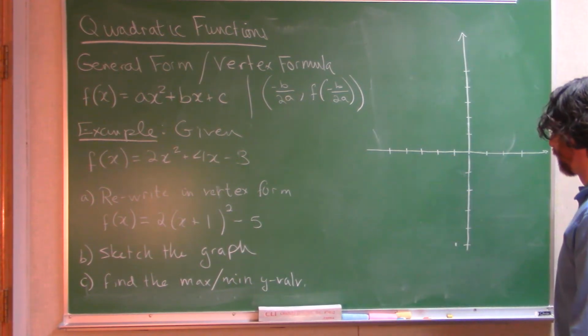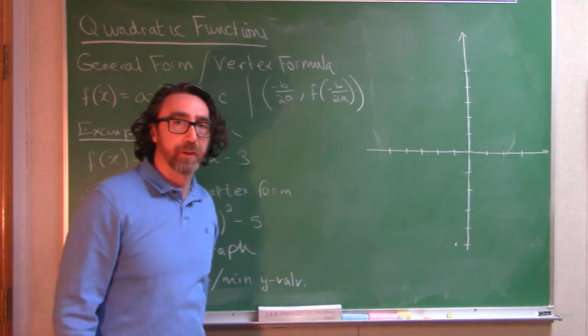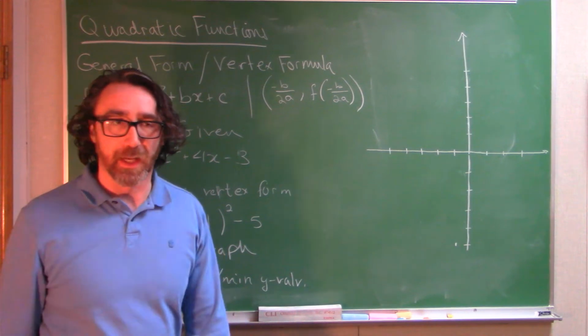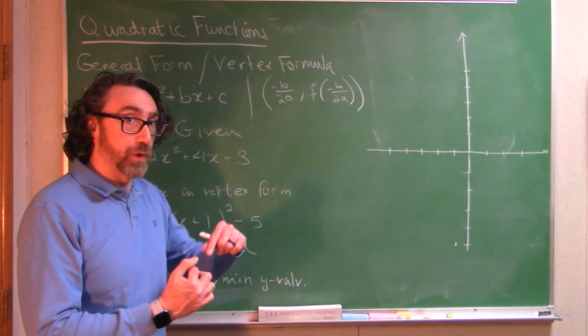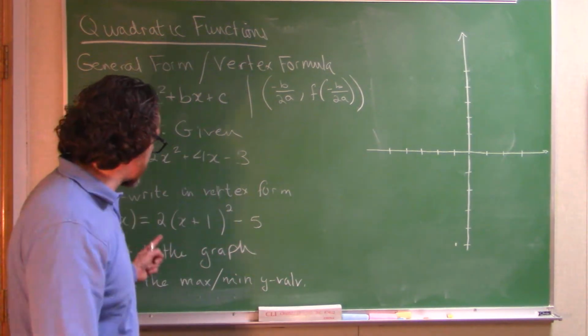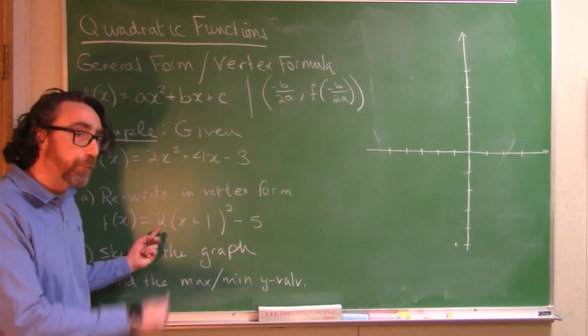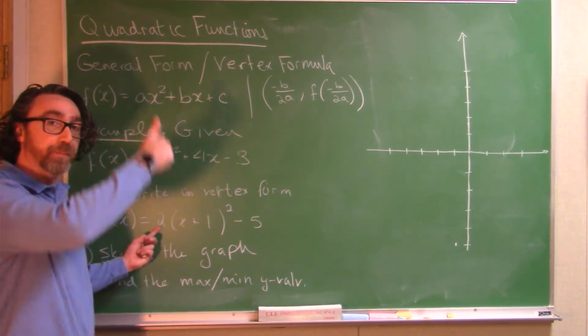Now, I'm thinking about my basic graph y equals x squared. If you look back in our last video, I made a big deal about the jumps. Ordinarily we would go over 1, up 1. Well, this has a multiplier of 2. That's going to give us a vertical stretch. We're not going to go over 1, up 1. We're going to go over 1, up 2.